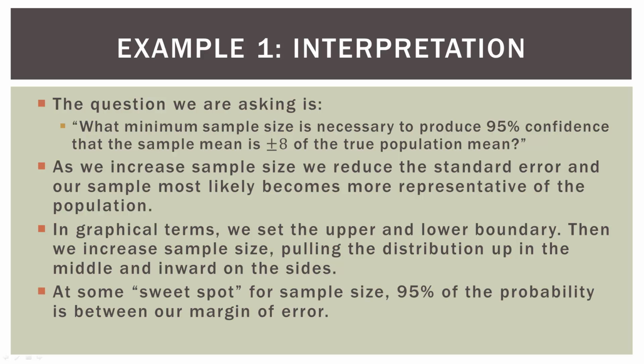Now at some sweet spot for sample size, 95% of the probability is between our margin of error. So we pull up in the middle of the distribution, it comes in on the ends, and then boom, at some point, 95% of the probability is between the upper and lower value of our margin of error. So what we're finding is the sample size that produces that. That's exactly what we're doing, so think about that in your mind when you're trying to visualize it.